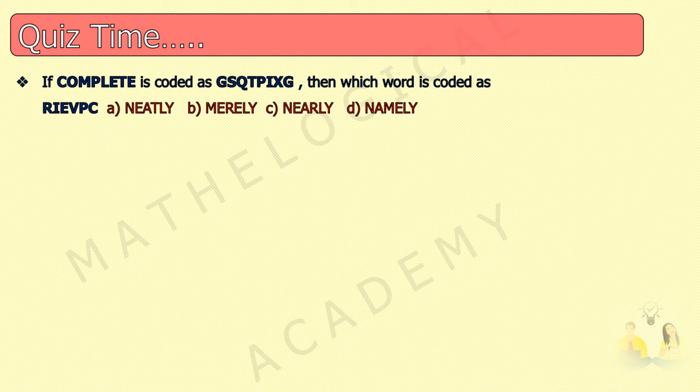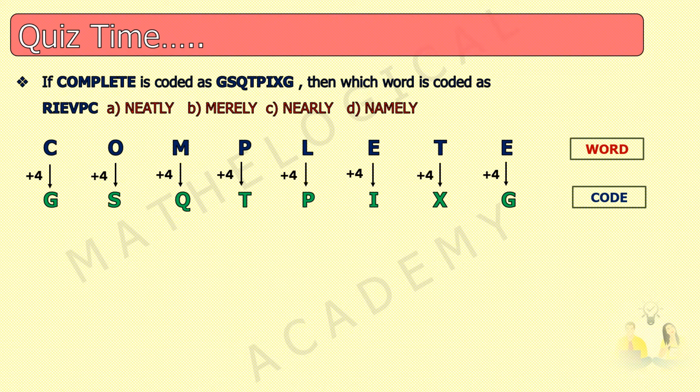Answer. Letters are shifting forward. So the word is complete, the code is GSQTPIXG, and C plus 4 gives us G. That is, the fourth letter from C will give us G, the fourth letter from O will give us S, the fourth letter from M will give us Q, and likewise.